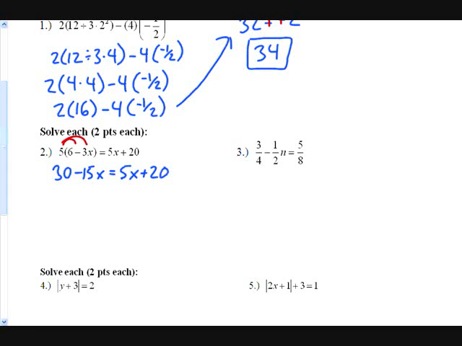Sorry. And now I want to get my x's on the same side. I always deal with the variables first. So I'm going to add this 15x to each side. So that's going to give me 30 equals 20x plus 20. I now have to subtract the 20 from each side, even though I wrote addition there like a crazy person. Let me try again.